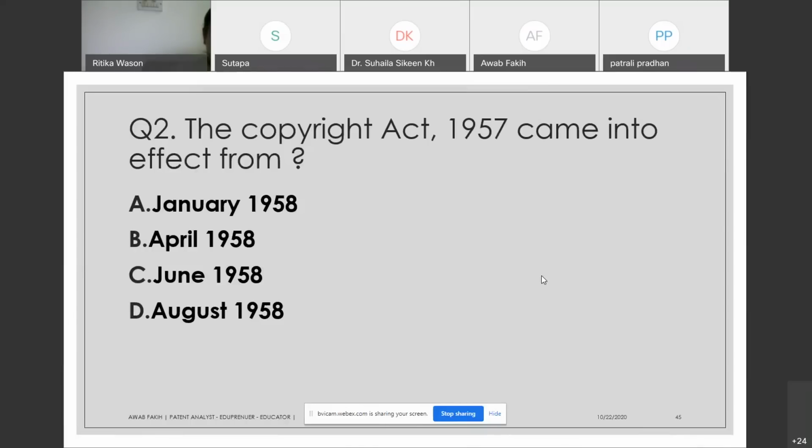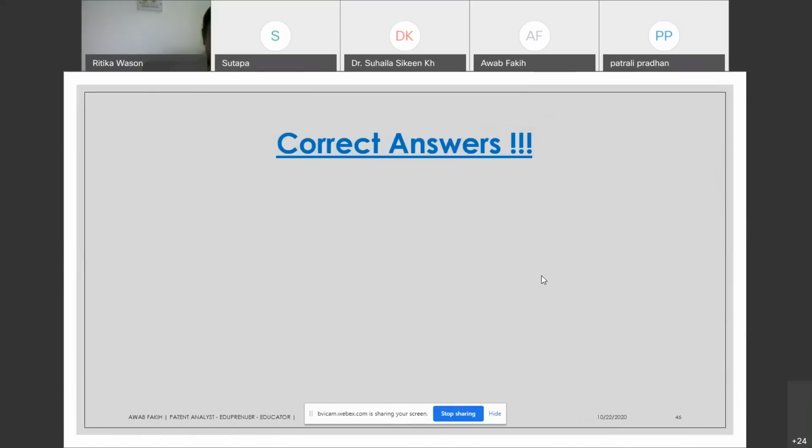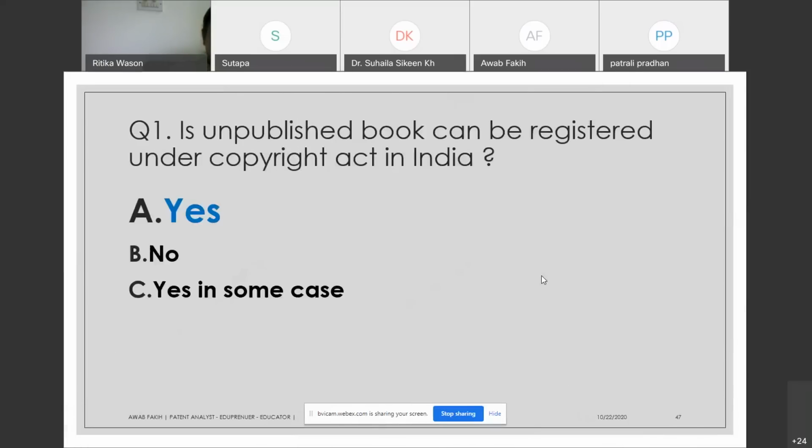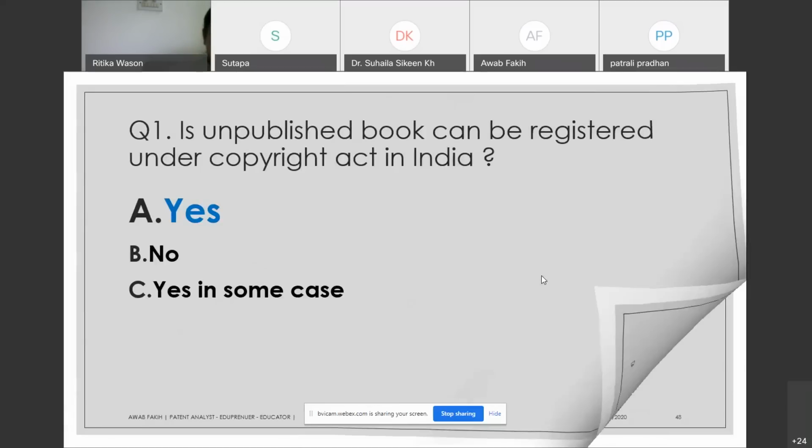The Copyright Act, second question for you. It was formed in 1957, but it came into effect from? Yes, we have answers from Biswaji, Bhuvneshwari ma'am, Shilpa, Ritika ma'am, Dr. Amazing. Namrata, thank you, thank you, thank you.